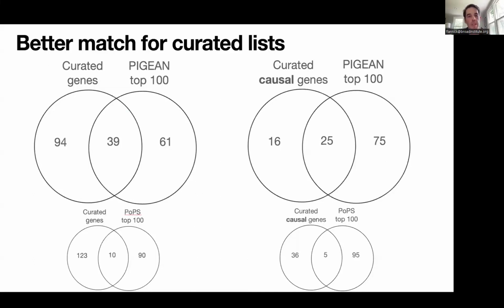The overlap with the curated list is much higher, fourfold as many in this full list of gene sets relative to POPS, and fivefold higher for these very, very clear candidate causal genes.